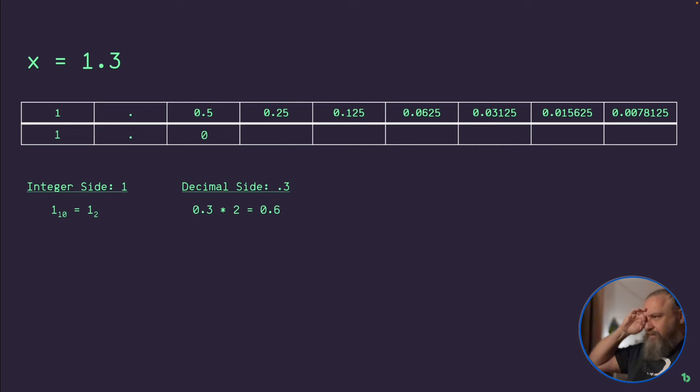Now we want to pull our answer of 0.6 down and multiply it by 2. 0.6 times 2 gives us 1.2, so now we have a 1 to the left of the decimal. We remove that 1 and place it in that binary slot. Now we have 0.2, and we'll move that down and multiply it by 2 to get 0.4. We have a 0 to the left of the decimal, so we'll set it to 0 in the binary slot, and we'll keep going with this pattern.